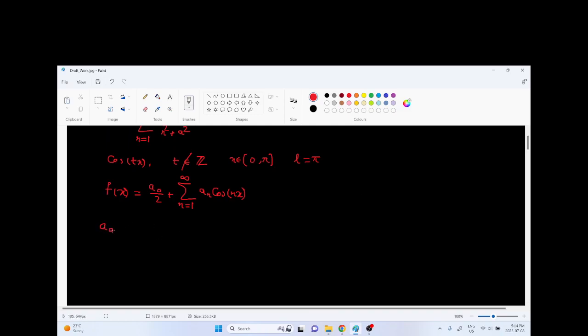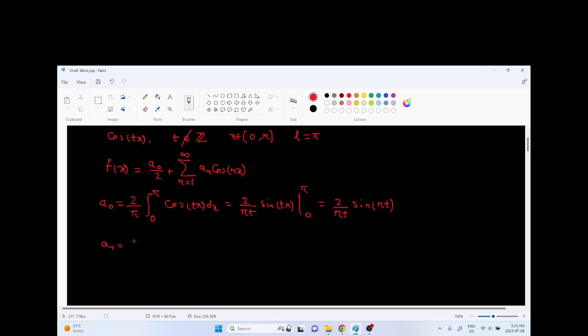And we can find a naught and a n using the formulas that you're most likely familiar with. A naught is 2 over L, so we get 2 over pi times the integral from 0 to L, which is 0 to pi, of cosine of tx dx. And this is a quite simple integral to evaluate, and we just get 2 over pi t times sine of tx evaluated from 0 to pi. At the lower bound, we get 0, and at the upper bound, or pi, we get 2 over pi t times sine of pi t, which is not equal to 0 since t is not an integer.